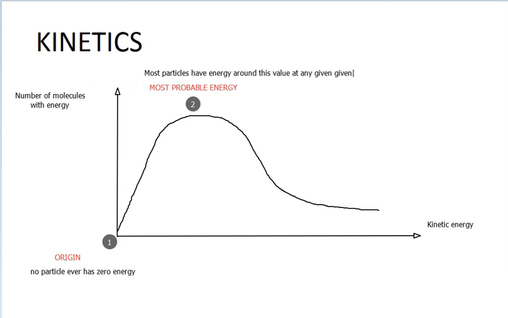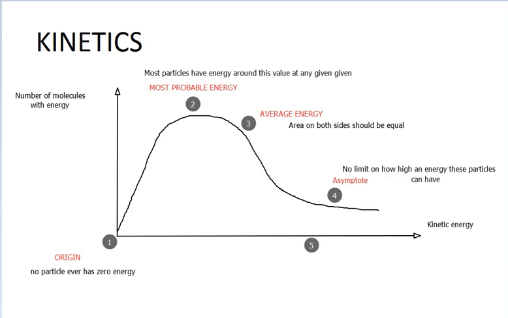The next point we have is the average energy, which is quite close to the most probable energy. The average energy basically means that the area on both sides should be equal, so that the number of molecules with energy is equal on both sides. Okay, so the next part of the diagram we need to look at is the asymptote. The graph always ends in an asymptote because there's no limit to how high an energy these particles can have.